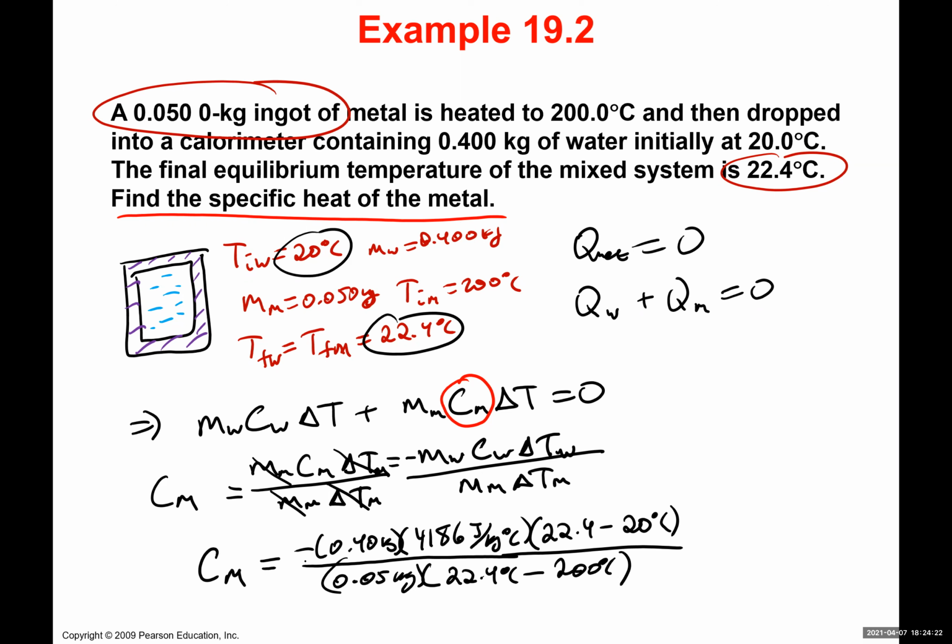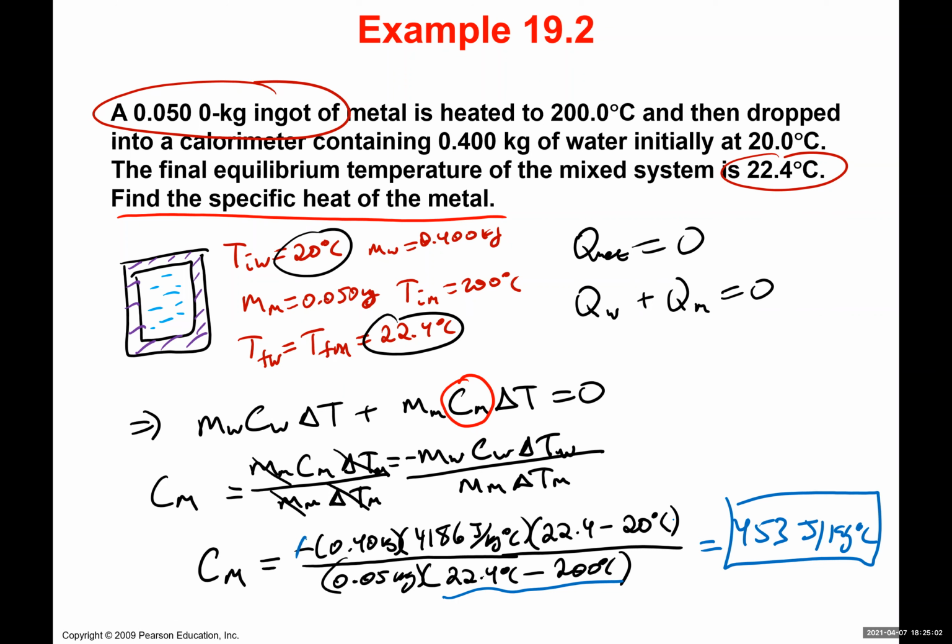Now you can see there's a negative over there. How come? Well, that negative ends up canceling with this negative over here, because I have a lower temperature minus a higher temperature, so I'm going to get a negative number. Negative and negative cancel each other. Specific heat cannot be negative, it's just a positive quantity. If I plug in everything and calculate, I will get a specific heat of 453 joules per kilogram degrees Celsius. And that's the specific heat of this unknown metal.